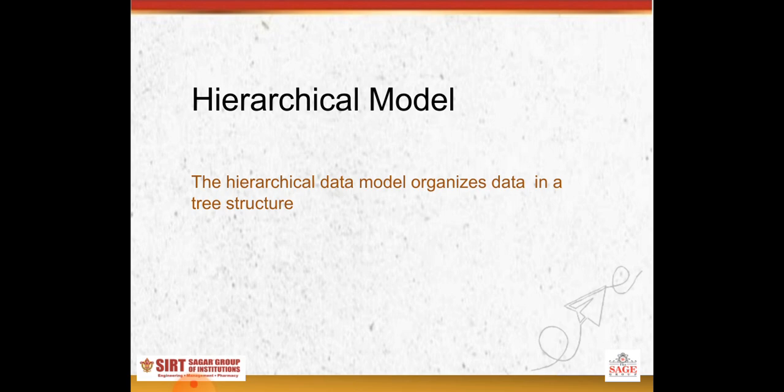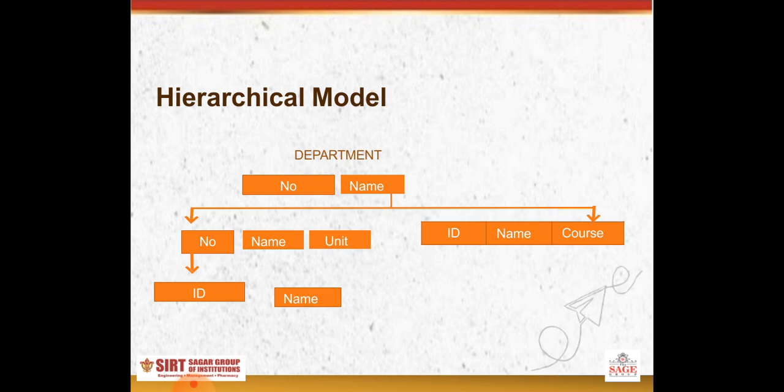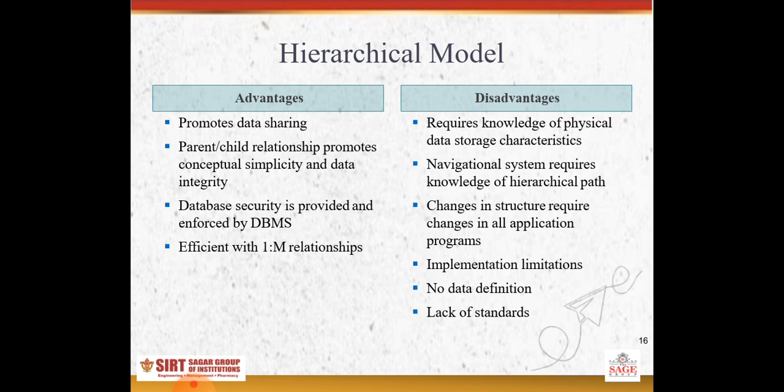Hierarchical data model organizes the data in a tree structure. This is the diagram of hierarchical data model. Here department is organized in the form of a tree structure. These are the advantages and disadvantages of hierarchical model. First, advantages: it promotes data sharing. Parent-child relationship promotes conceptual simplicity and data integrity. In hierarchical model, database security is provided and enforced by the database management system, and it is efficient with one-to-many relationships.